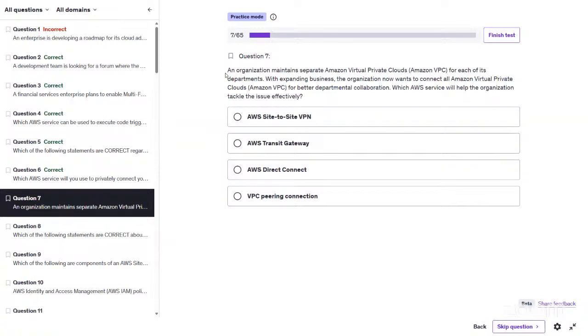Question 7. An organization maintains separate VPCs. So we have different VPCs. These are different houses, cloud houses, for each of its departments. When you are expanding the business, the organization now wants to connect all these VPCs together. How do you do it? Well, if it is from on-premises to the cloud, you would use site-to-site VPN or Direct Connect, right? If you want physical or virtual. But if it is VPC to VPC, there is something called VPC peering. And so the correct answer here is VPC peering.